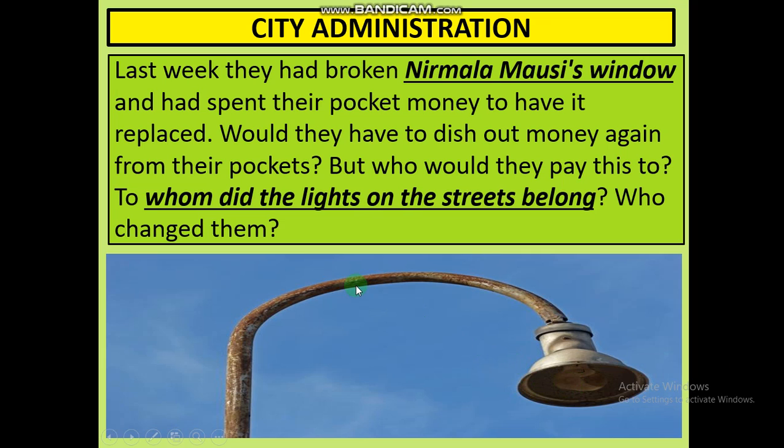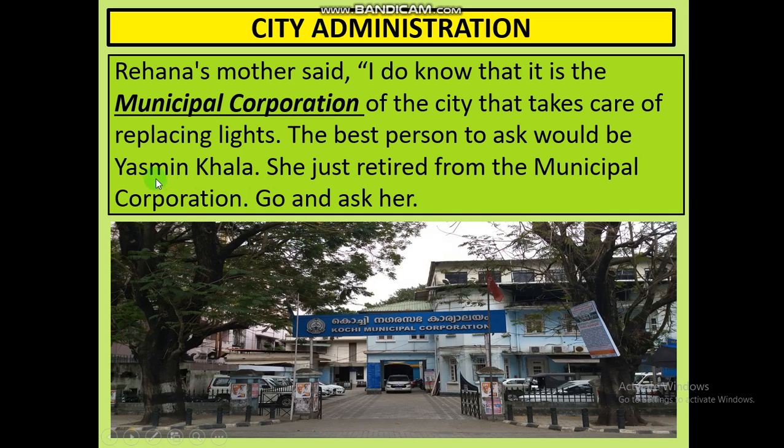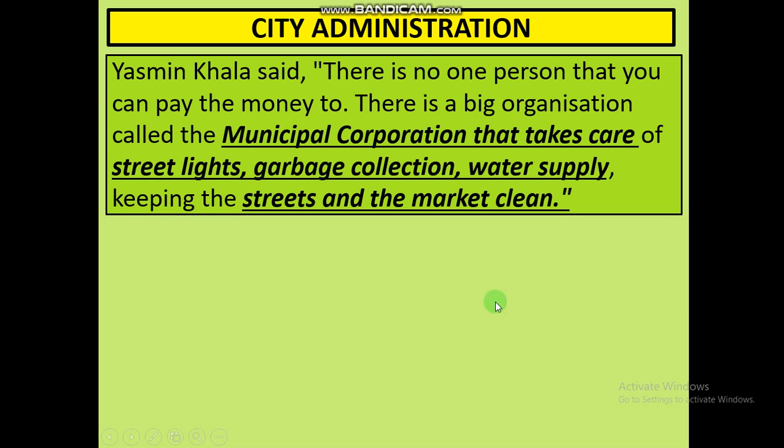So what happened? They all went to Rehana's mother, and Rehana's mother said that I do not know, but it is the municipal corporation of the city that takes care of replacing lights. The best person to ask would be Yasmin Khala, because she has just retired from the municipal corporation. So you all need to go to her house and ask her. Then all four children went to Yasmin Khala's house.